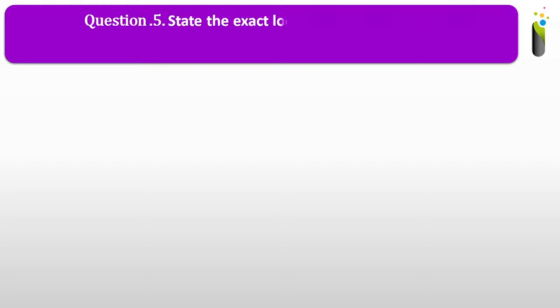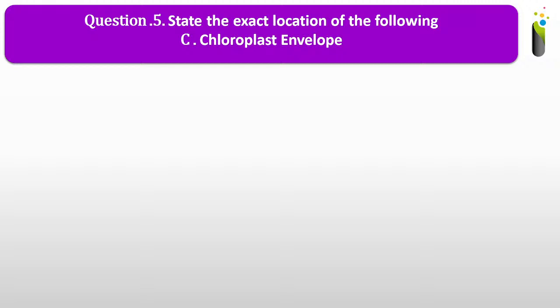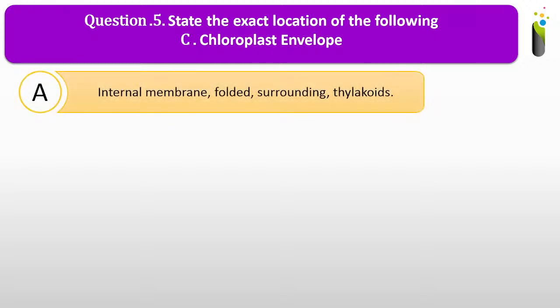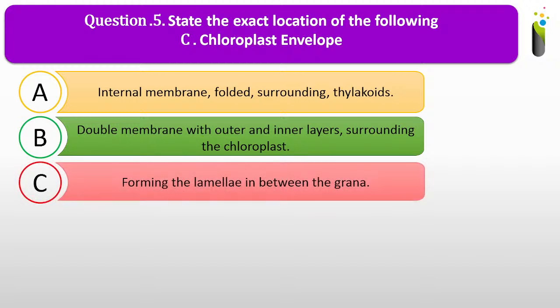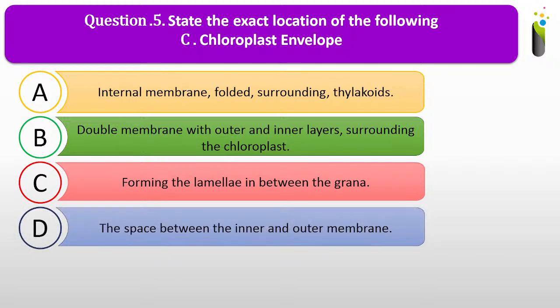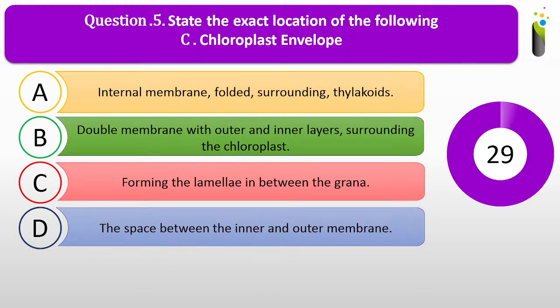Question 5, sub-question C. Exact location of chloroplast envelope. And your options are A. Internal membrane folded surrounding thylakoids. B. Double membrane with outer and inner layers surrounding the chloroplast. C. Forming the lamellae in between the grana. D. The space between the inner and the outer space.